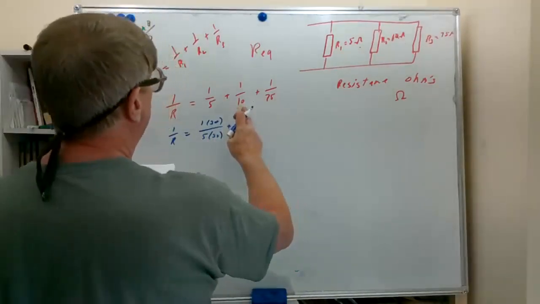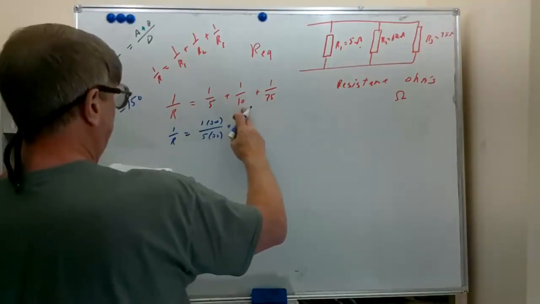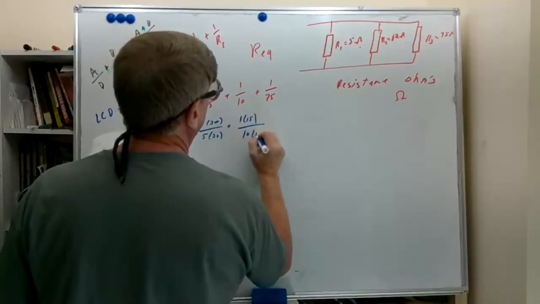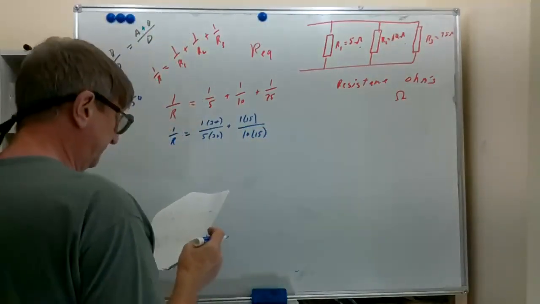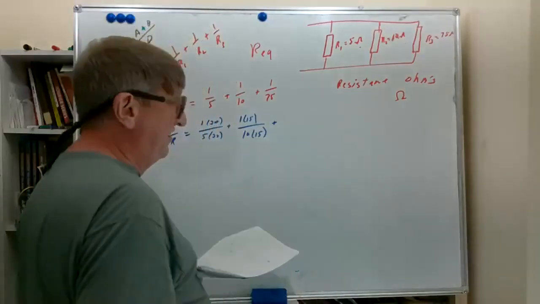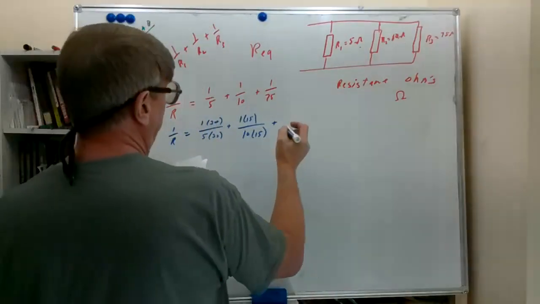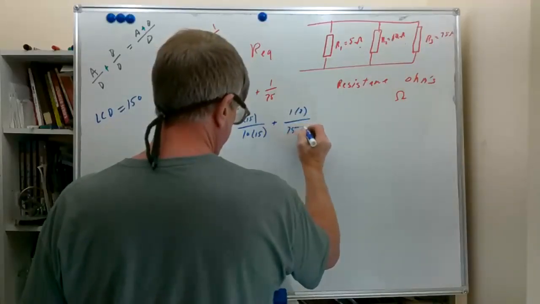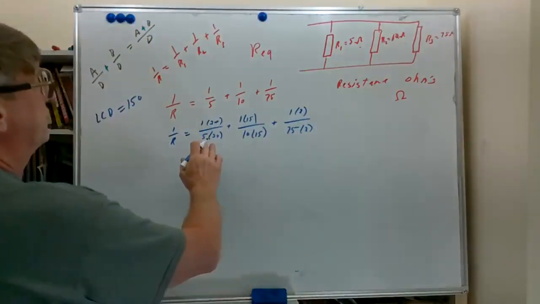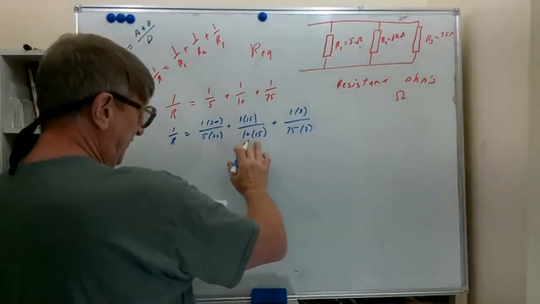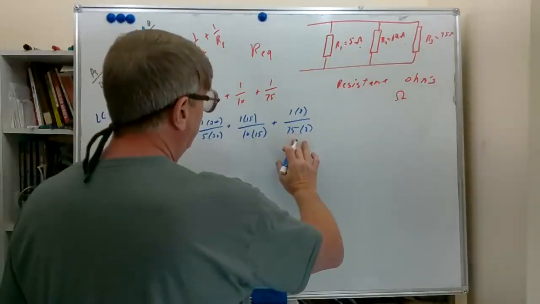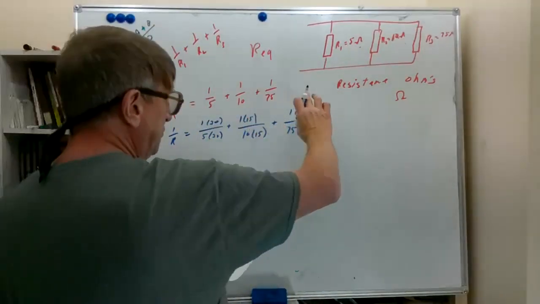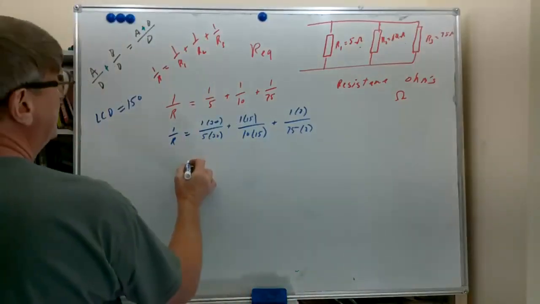What do we have to multiply 10 by to get 150? Well, that's going to be 15. 1 times 15 over 10 times 15. And what do we have to multiply 75 by to get 150? It's 2. 1 times 2 over 75 times 2. Now you'll note that 5 times 30 is 150, 10 times 15 is 150, 75 times 2 is 150. And here we have the 30 over 30, the 15 over 15, the 2 over 2. So we're going to do these.